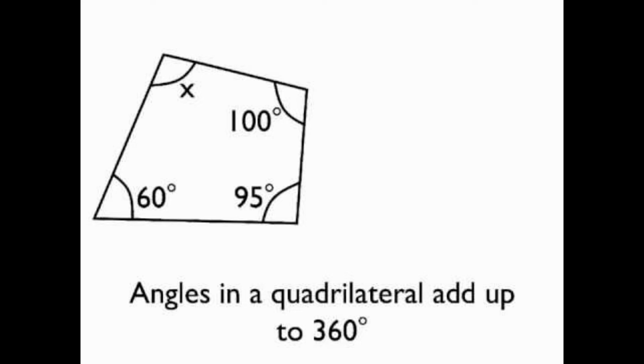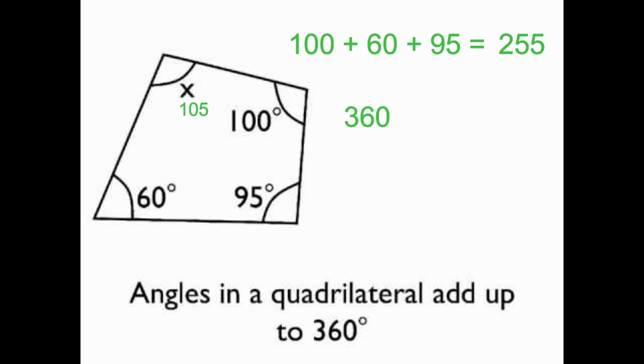The missing angle is 105 degrees. How do we know? Well, the angles that we do know, 100 degrees, 95 degrees, and 60 degrees, all add up to 255 degrees. And we know the total of all the angles will be 360. So if we do 360 and take away all the angles that we already know the measurements of, so that's 360 minus 255, we're left with 105 degrees. So angle x is 105 degrees.